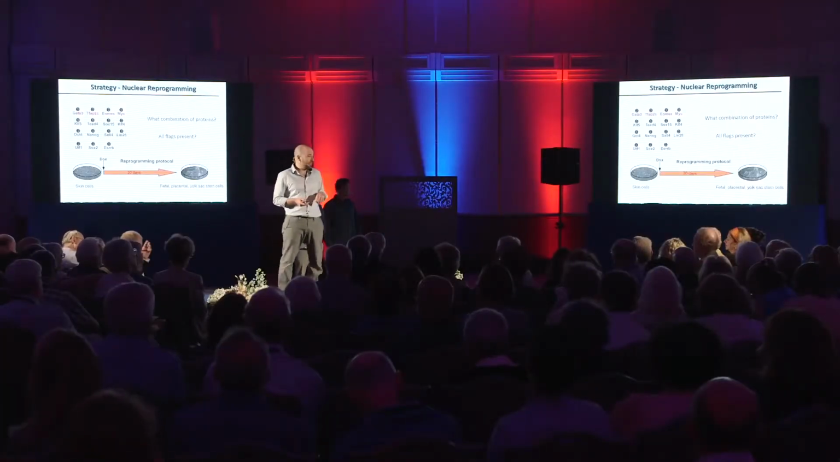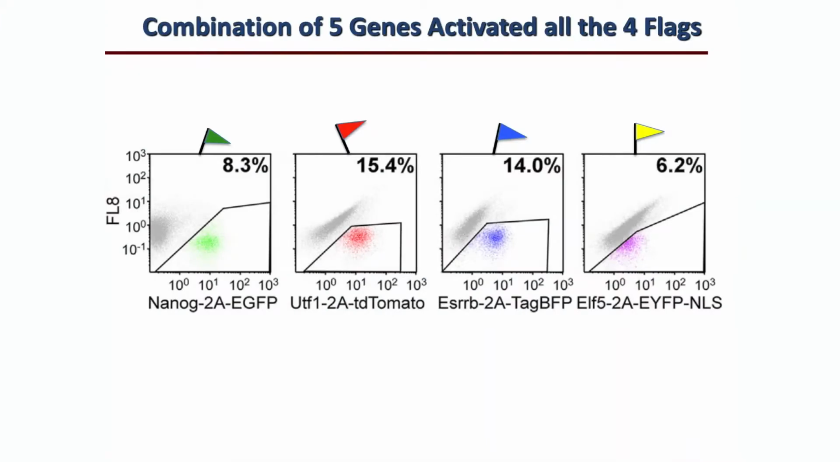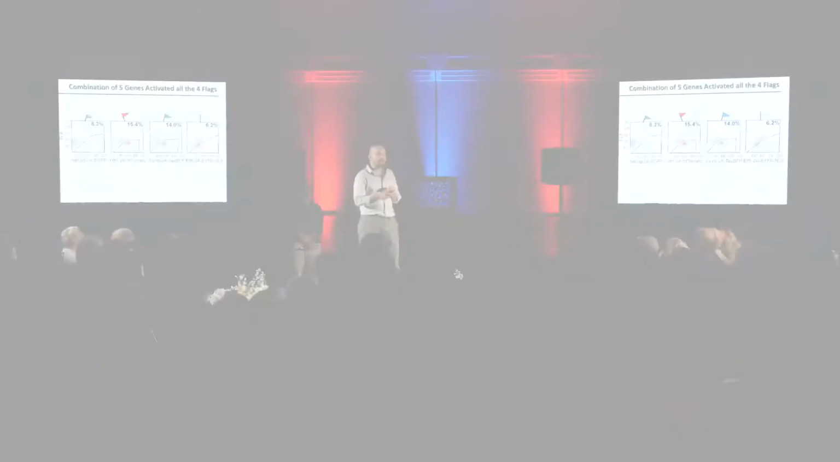And in order to do that and to find this combination of genes, we had to screen the literature and do a lot of bioinformatic work to find the relevant combination of factors. What you can see here is actually a few genes, but if you think about the combinations, it's millions of combinations. We introduced this into the skin cells, and to our delight, and this is maybe the most important result that we got, we could see here that we could activate all the four flags, meaning that we have succeeded to convert the skin cells into the three different stem cell types.